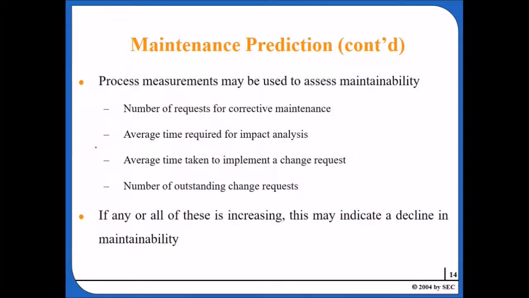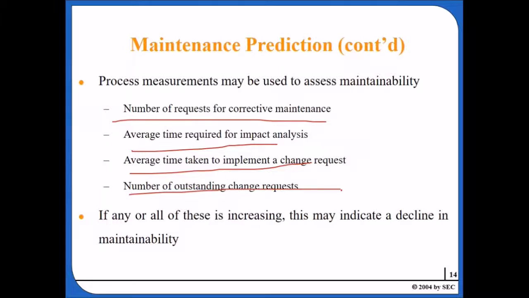So process measurement may be used to assess maintainability: the number of requests for corrective maintenance, the average time required for impact analysis, the average time taken to implement a change request, and the number of outstanding change requests. If any or all of these are increasing, this may indicate a decline in maintainability, right?